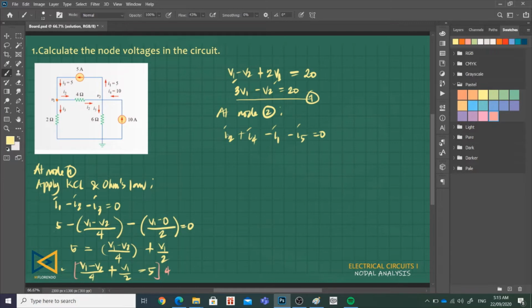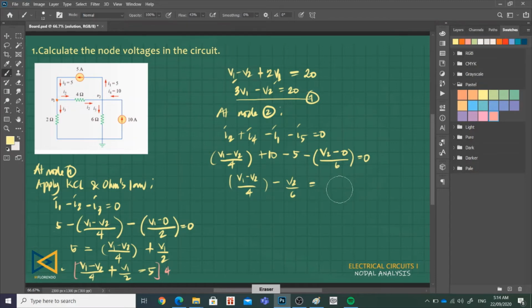And then, apply Ohm's law in terms of node voltages. I2 again is V1 minus V2 over yung resistance na dinaanan niya, 4. Plus I4. What is I sub 4? 10 ampere. And then minus I1. What's I1? 5. And then I5 is V sub 2 minus, ano yung node natin dito? Isa pang node, yung ground, or zero potential, kaya minus 0, over yung resistance, which is 6, equals 0. So, simplify natin. V sub 1 minus V sub 2 over 4 minus V sub 2 over 6, and it equals negative 10 plus 5. So, negative 10 plus 5 is negative 5.